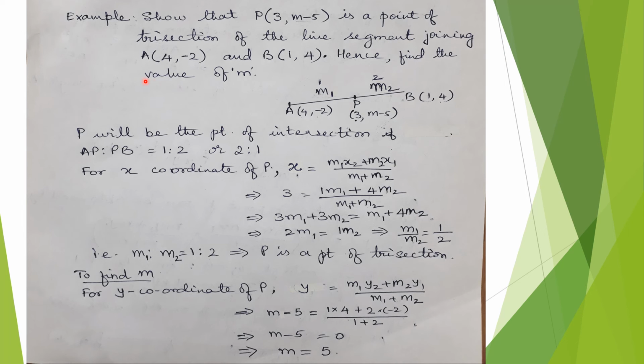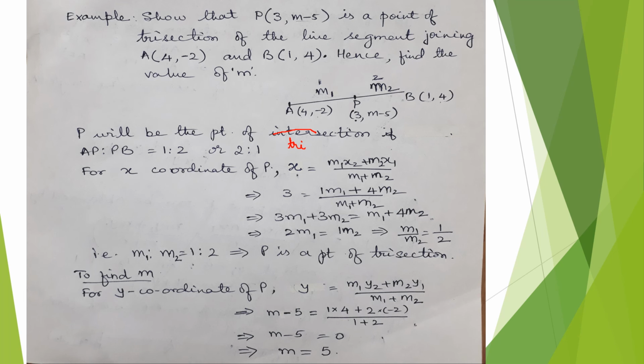To understand the concept of trisection better, I have taken an example over here which says: show that P is a point of trisection of the line segment joining A and B, and hence find the value of m. m is in this y coordinate over here. So A is (4, minus 2) and B is (1, 4), and P is a point in between AB. Now this P will be a point of trisection if AP is to PB is equal to 1:2. This should be trisection.